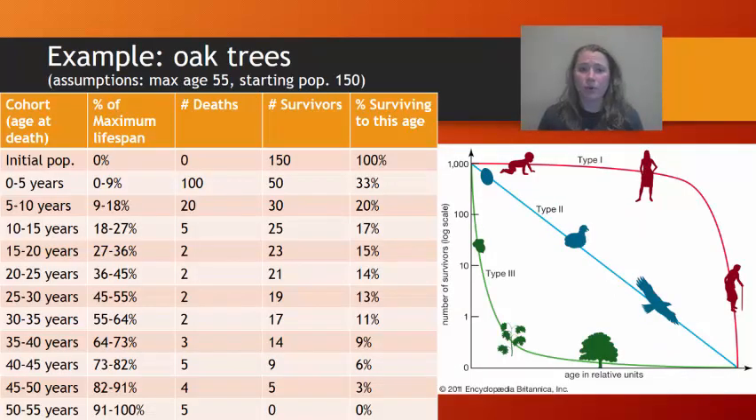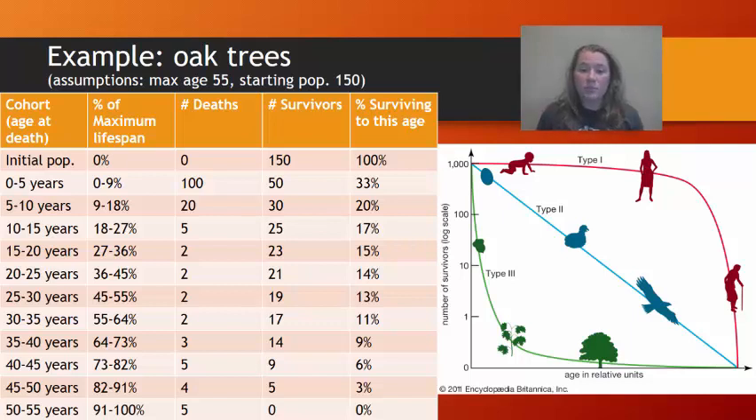So here's an example with oak trees. So we're assuming that the maximum age of this particular population is 55 years old. Now we know that oak trees live to be much, much larger, but this is just for an example. And say within this particular group that we're looking at, the starting population is 150 individuals.